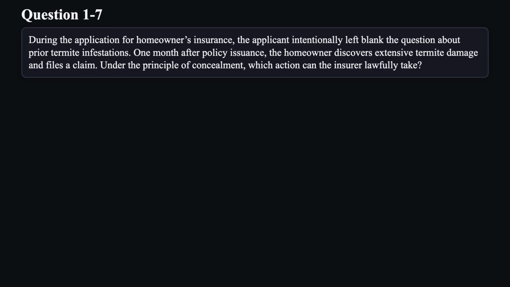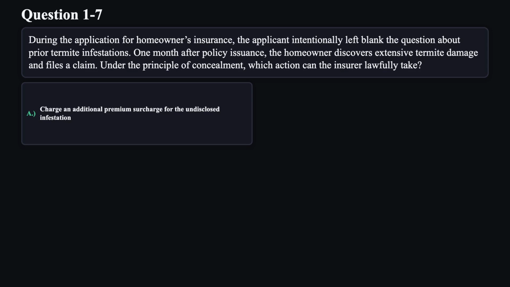Question 7. During the application for homeowners insurance, the applicant intentionally left blank the question about prior termite infestations. 1 month after policy issuance, the homeowner discovers extensive termite damage and files a claim. Under the principle of concealment, which action can the insurer lawfully take?